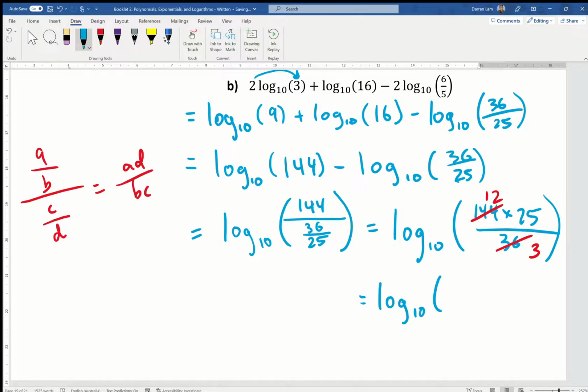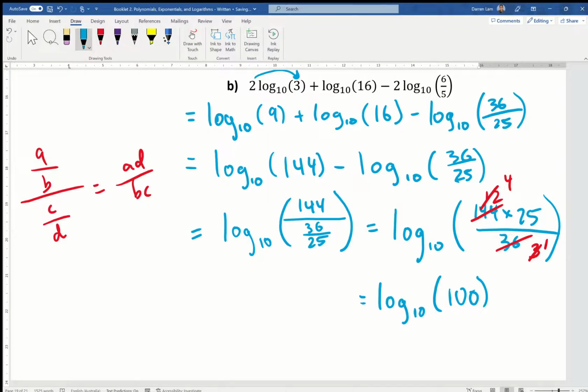It's a bit annoying. Why don't we simplify it a bit further? So I'm going to cross that out. That becomes 4. That becomes 1. And we get 4 times 25, which is 100, over 1. I'm not going to bother writing it as a fraction. I'm going to write 100. Sweet. Happy?